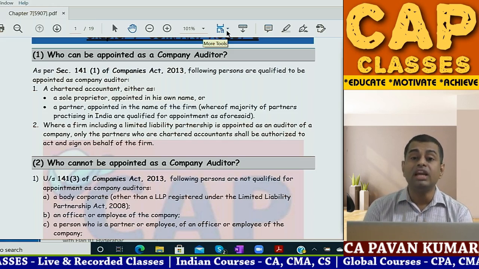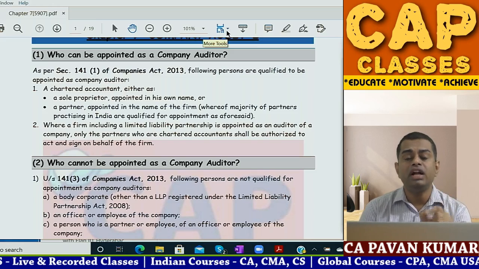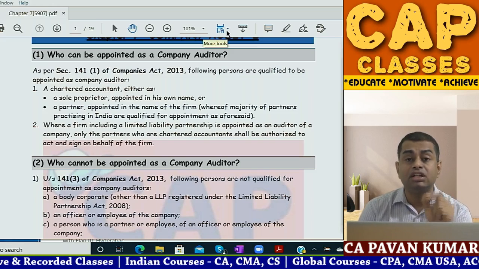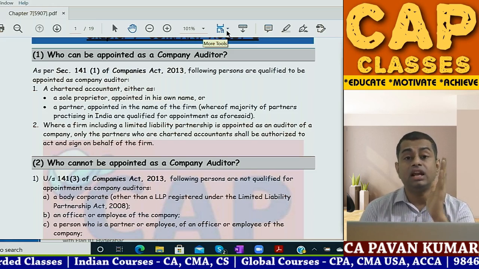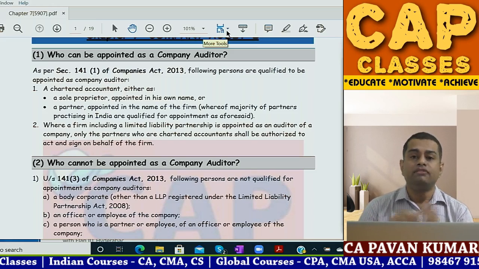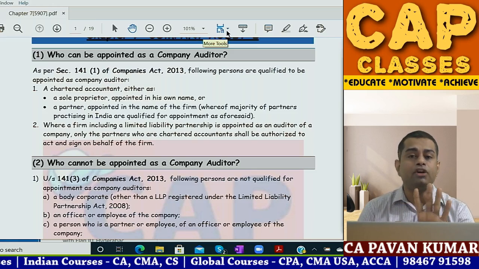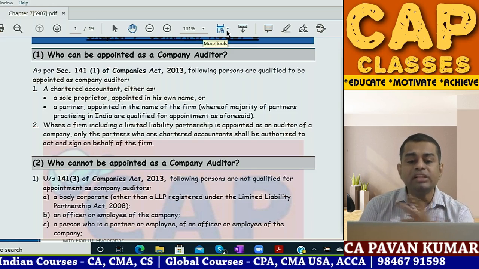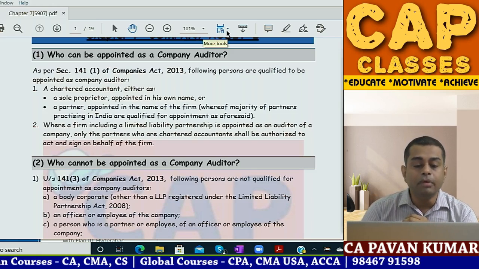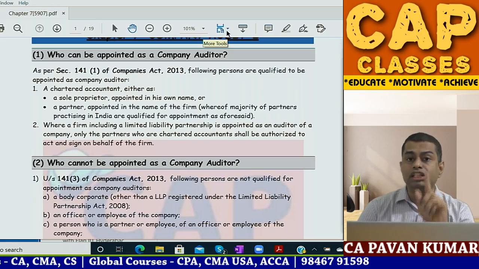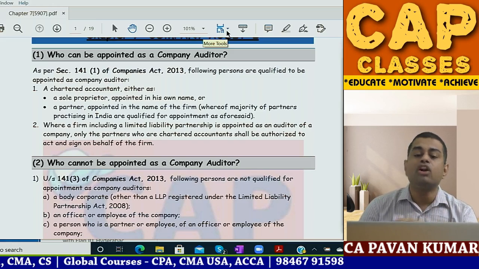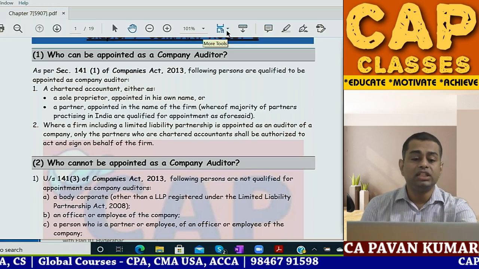But the rule is, if you are appointing a CA firm as your statutory auditor of a company, the majority of the partners shall be chartered accountants. For example, if there are 5 partners in Pavan Kumar and company, minimum 3 should be chartered accountants. If 4 people are cost accountants and only 1 person is chartered accountant, you cannot appoint that firm. Okay, so this is about one.